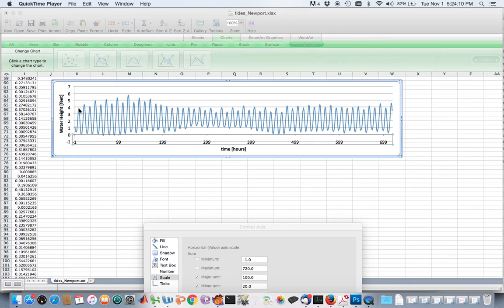Now these local maximums in water height are high tides and the minimums are low tides. And so you can see the tides cycling throughout the course of a month.